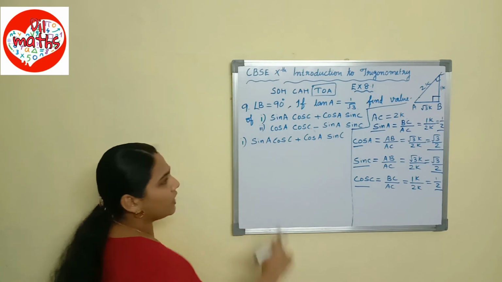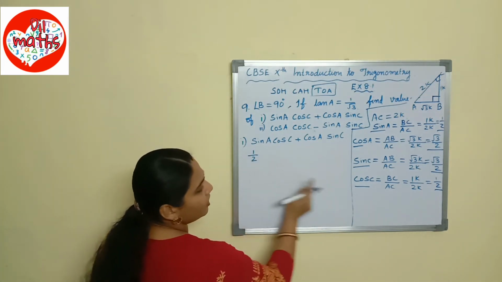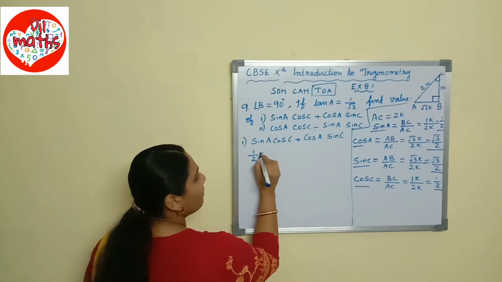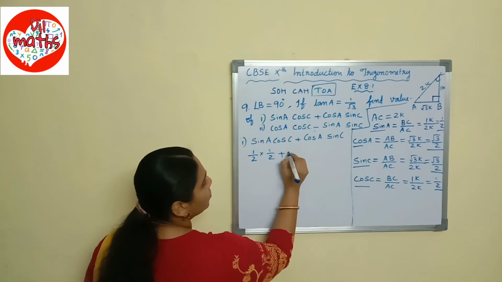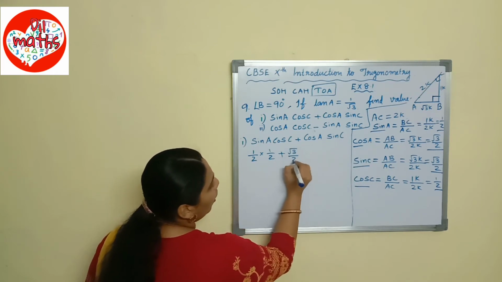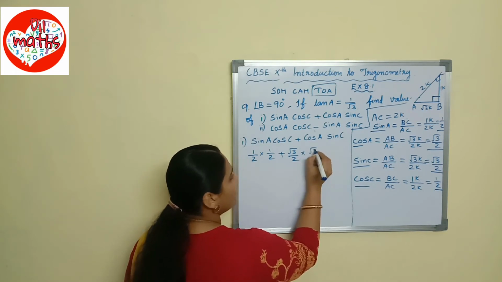So we are going to substitute now. What is sin A? Sin A is equal to 1 by 2. And what is cos C? Cos C is equal to 1 by 2. 1 by 2 into 1 by 2, plus what is cos A? Root 3 by 2. And what is sin C? Sin C is equal to root 3 by 2. So root 3 by 2 into root 3 by 2.